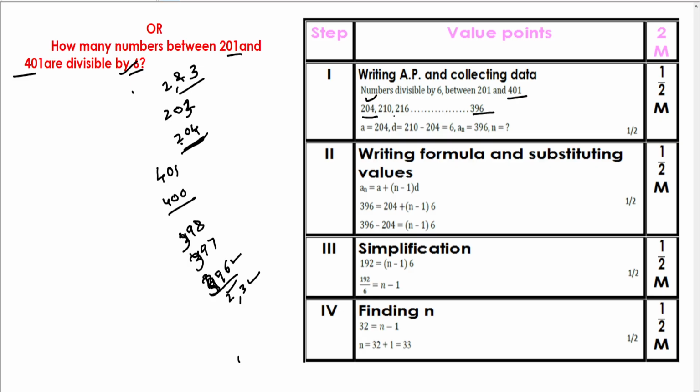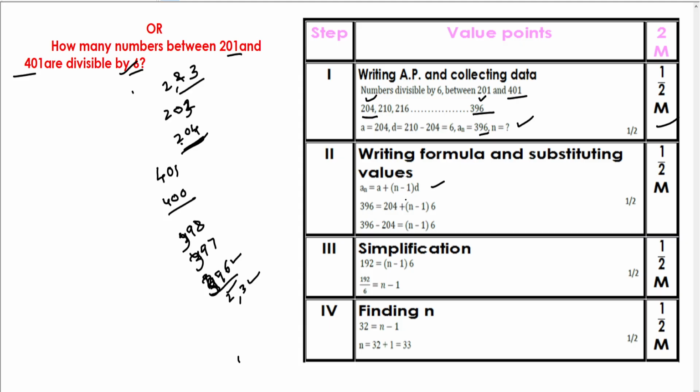Collect the data. a is 204. Common difference d is the second term minus the first term, which is 6. The nth term, that is the last term, is 396. You are asked to get n. For collecting this data, you will get half a mark. For using the formula an is equal to a plus n minus 1 into d, you are asked to find n.